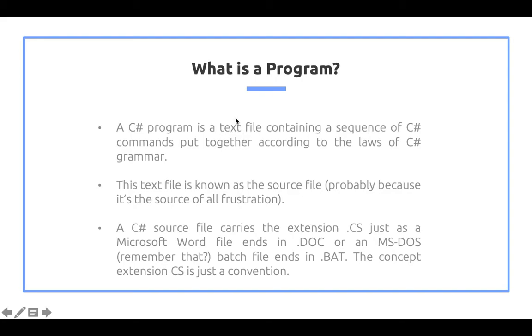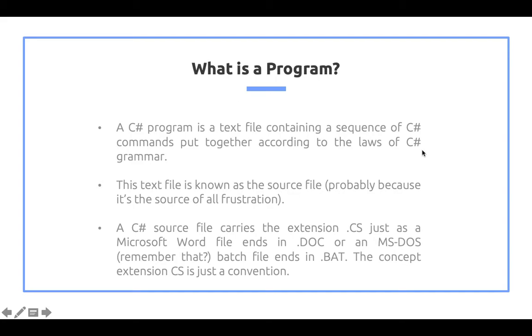So when we say a text file containing a sequence of C Sharp commands, we are actually talking about codes that are executable. So meaning to say that this text file that we create contains several lines of code that can be executed by your C Sharp compiler. And these codes or blocks of code written in this text file follow the laws of the C Sharp grammar.